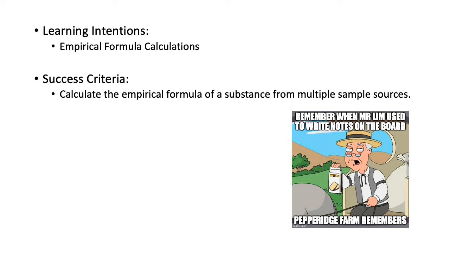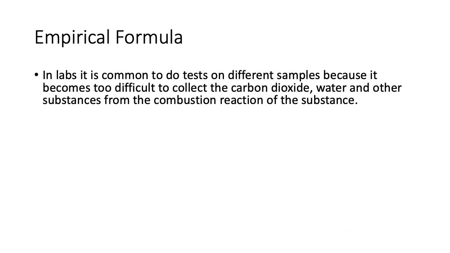Okay, so we're going to be learning how to get empirical formula from multiple samples. Multiple sample sources is the important thing. In a lab it is common to do tests on different samples because it becomes too difficult to collect all the other stuff from one individual sample. Because there are multiple things you need to collect, trying to collect them all from one thing is quite difficult. So let's have a look.